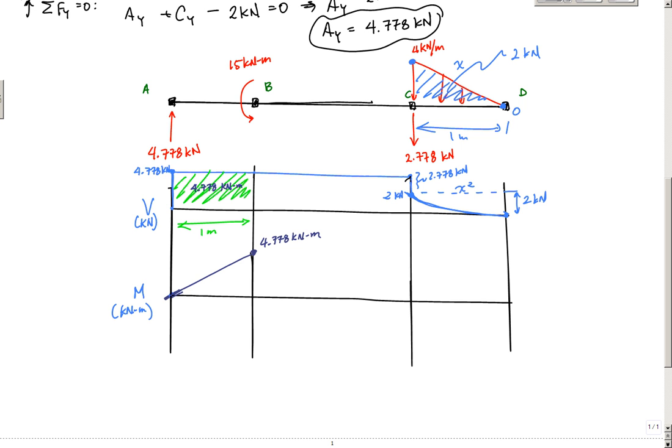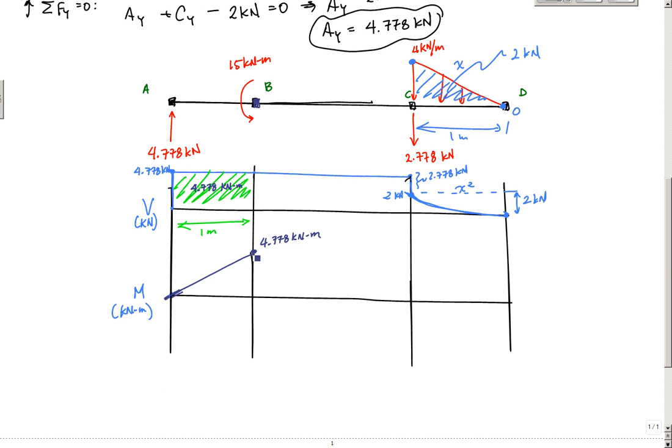Now, I could break it down, cut it, and show you what's going on inside. But what you just need to know is that if you're going left to right, you draw the arrow on the left-hand side of the point. I know this is just a trick I use. If it's pointing down, that means I should jump down. So here I'm going to go down 15 kilonewton meters, which will take me down to about negative 10.22 kilonewton meters. So I'm going to jump all the way down.